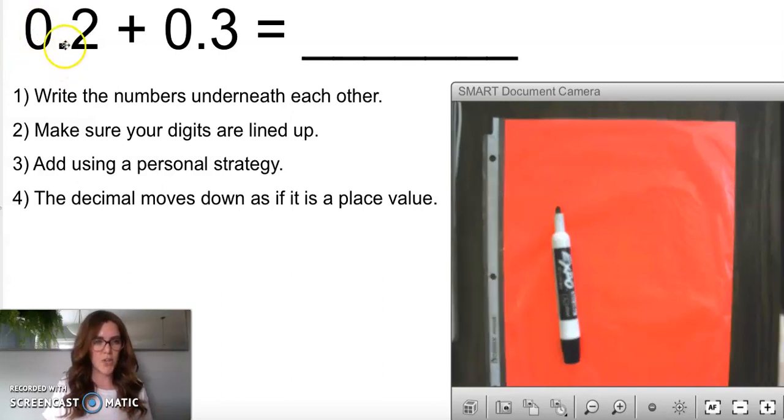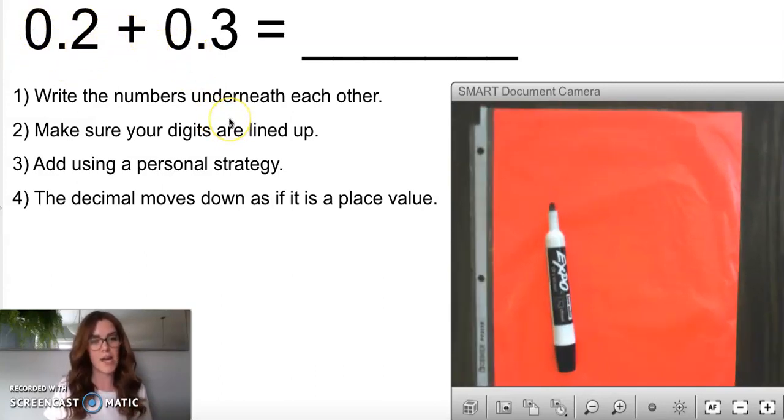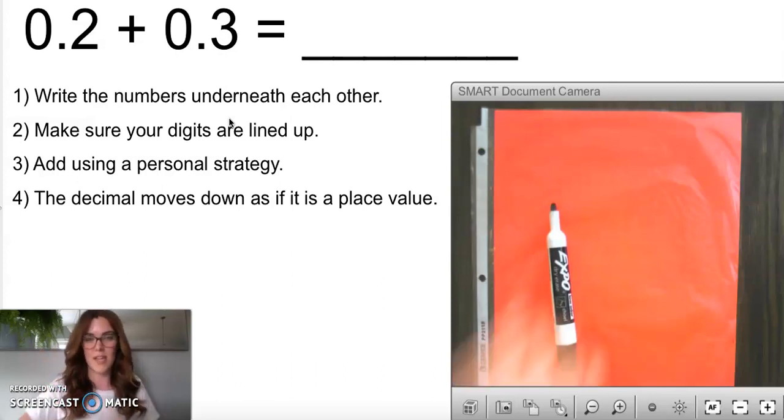We have 0 and 2/10 plus 0 and 3/10. So your first step is you actually need to write the numbers stacked on top of each other, and you need to make sure the digits are lined up. So make sure the ones are lined up with the ones, and the tens with the tens, and then the tenths with the tenths, and the hundredths with the hundredths. And most importantly, make sure those decimal points are lined up.